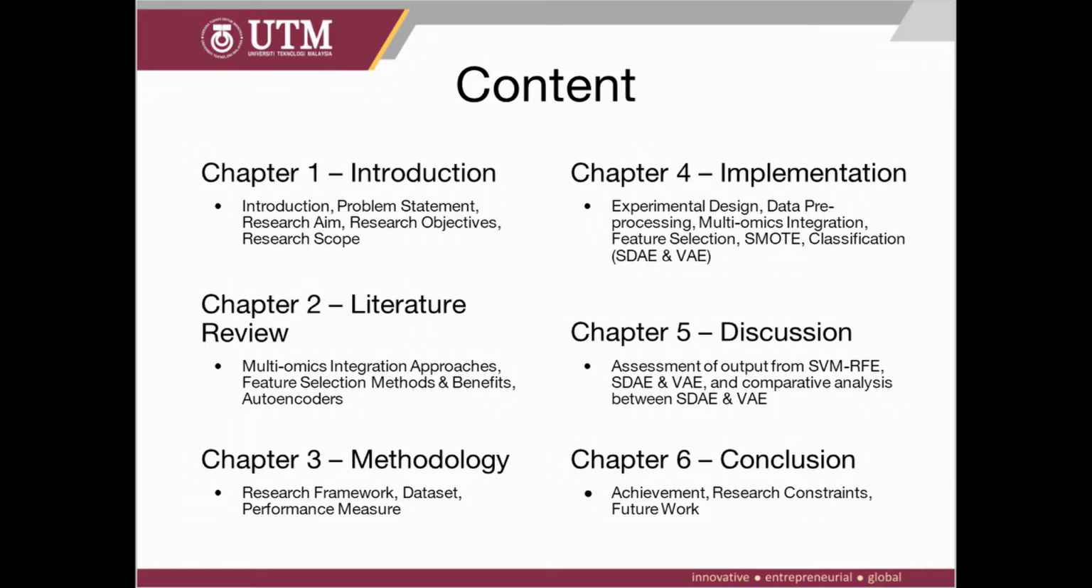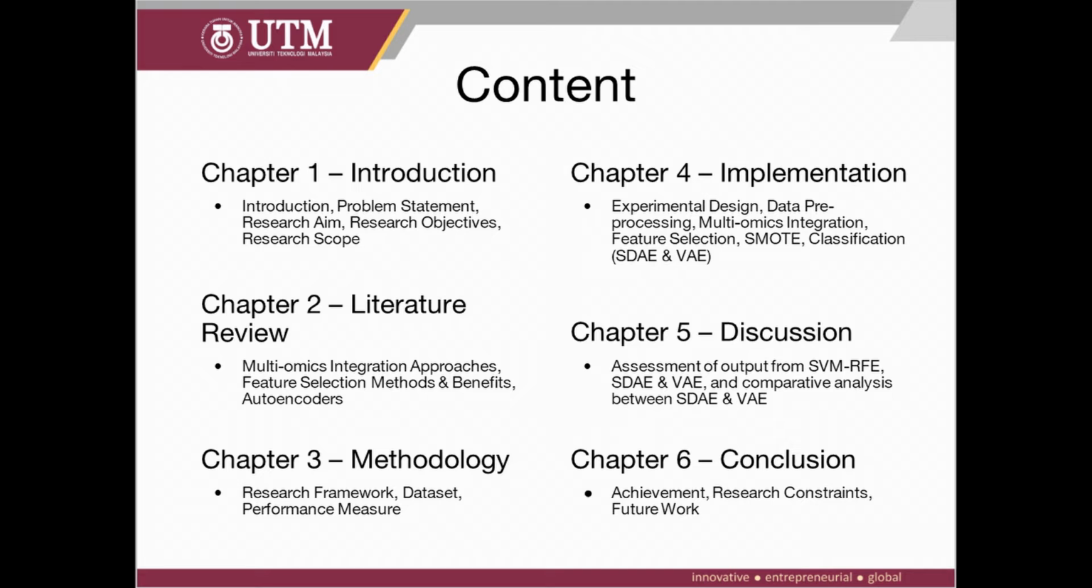This is the content of my presentation. Firstly, I will briefly go through the introduction of the study, which includes the problem statement, research aim, objectives, and scope. In Chapter 2, I will go through some of my findings from previous papers, which includes the multiomics integration approaches, feature selection methods and benefits, and the type of encoders. Chapter 3 covers the research framework, data set, and performance measure.